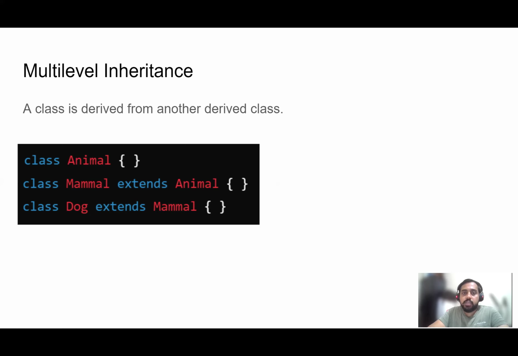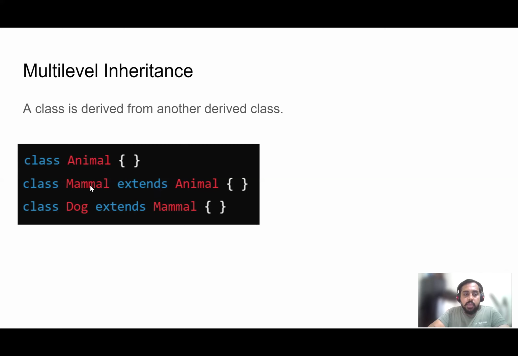In order to avoid the diamond shape problem, multiple inheritance is not allowed in Java. We have multi-level inheritance. Suppose I have a class called animal, and mammal belongs to the animal group. So mammal extends animal. All the properties inside this animal class will get carried to this mammal through the extends keyword.